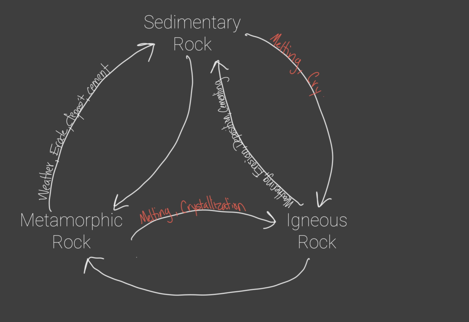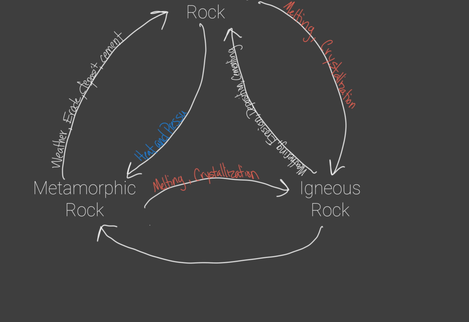And finally, we'll add the labels for our metamorphic rock, and those processes are going to be heat and pressure without melting. Add the labels to the second line as well: heat and pressure without melting.